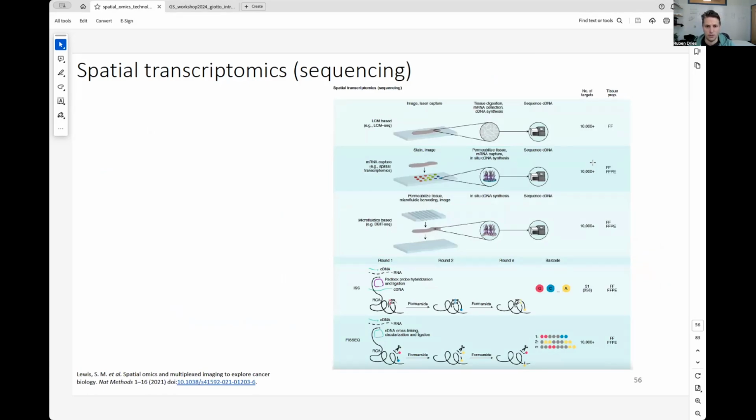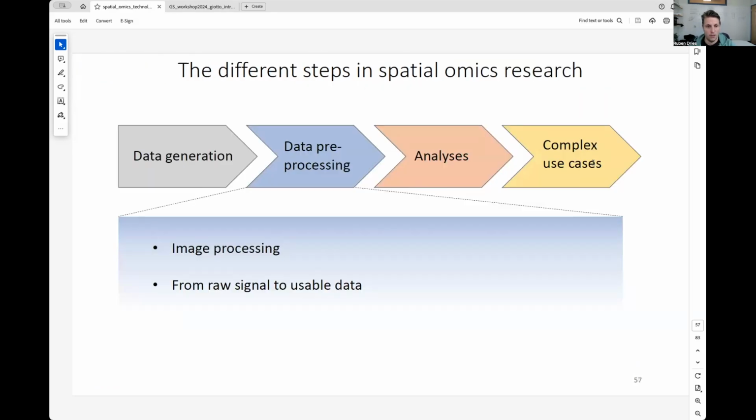There are definitely many other technologies that you can use, and here are a few of these sequencing-based technologies. All right, so data pre-processing.